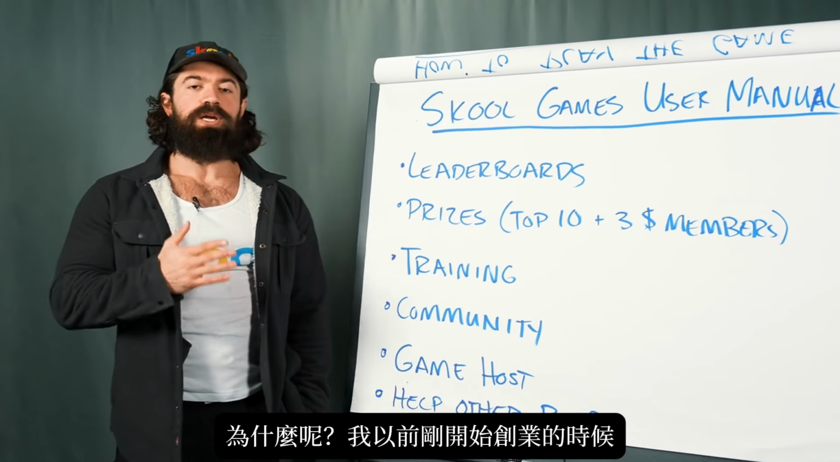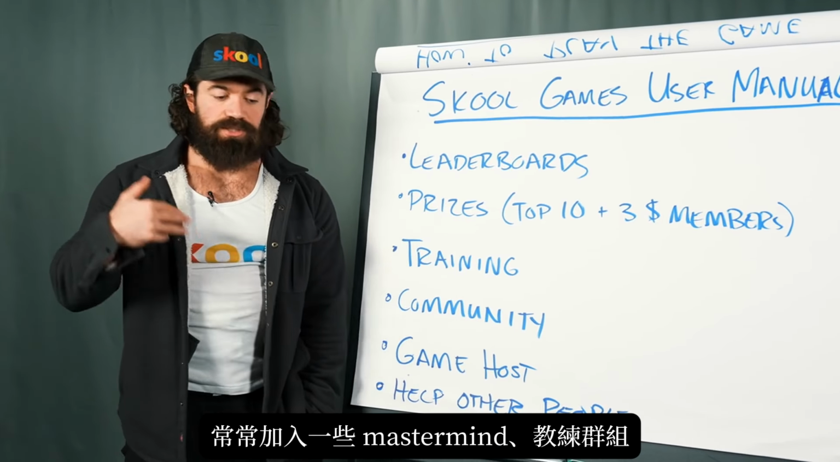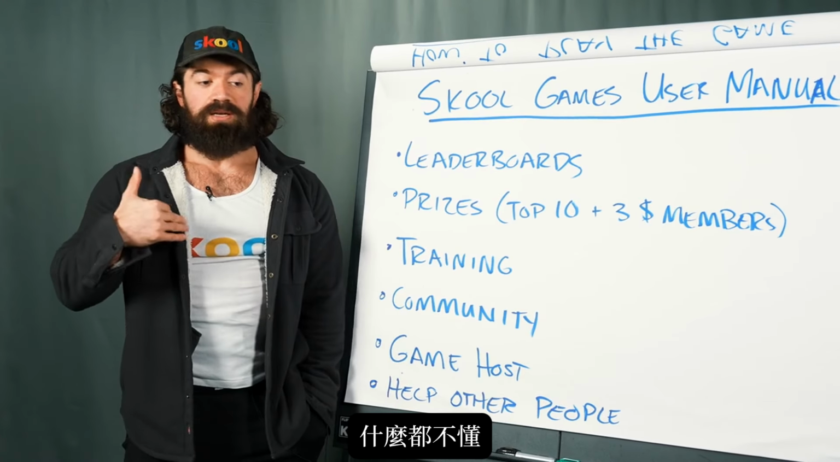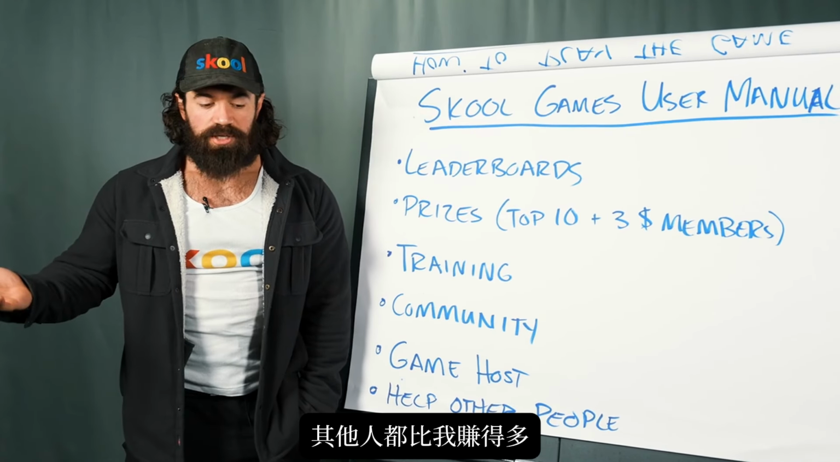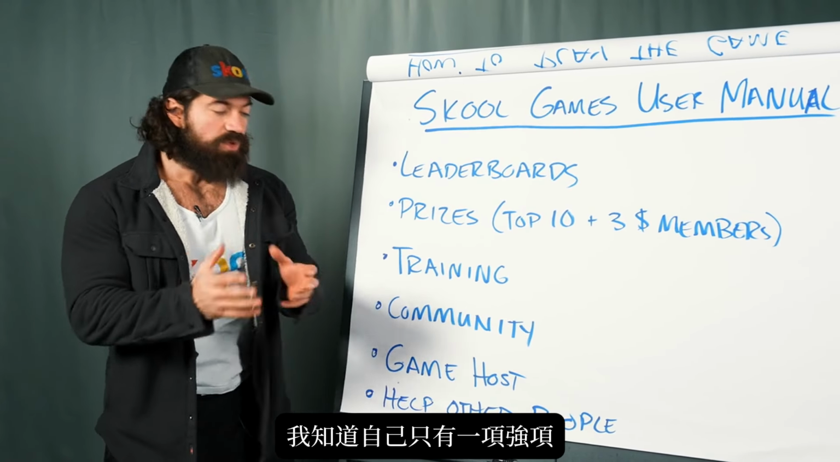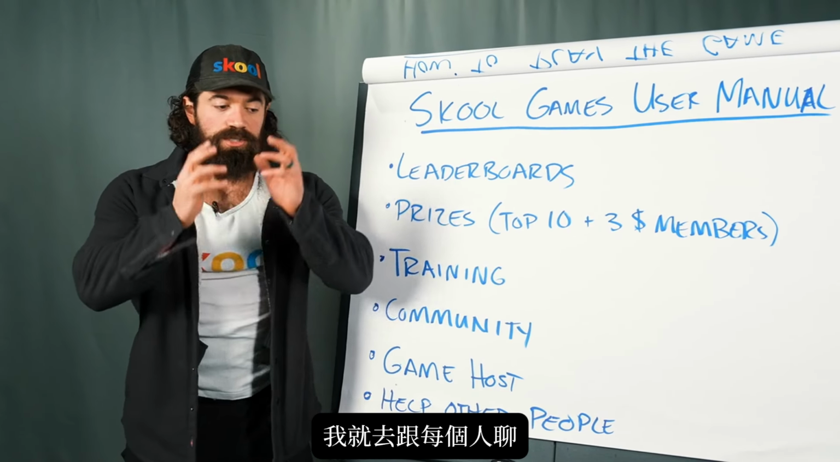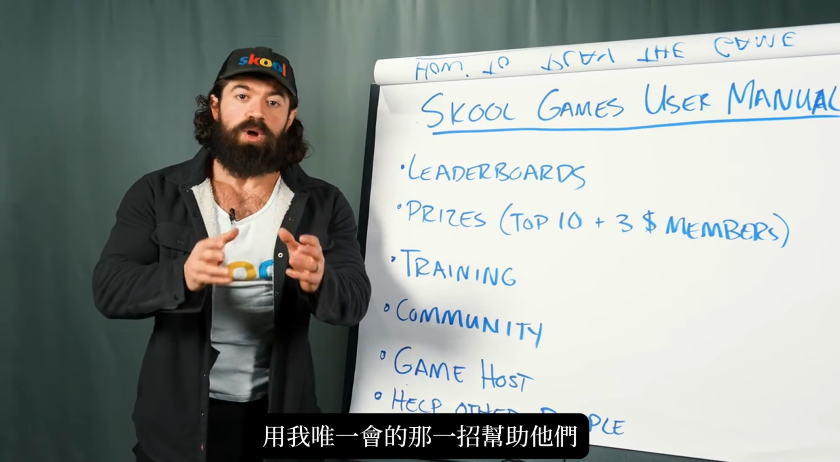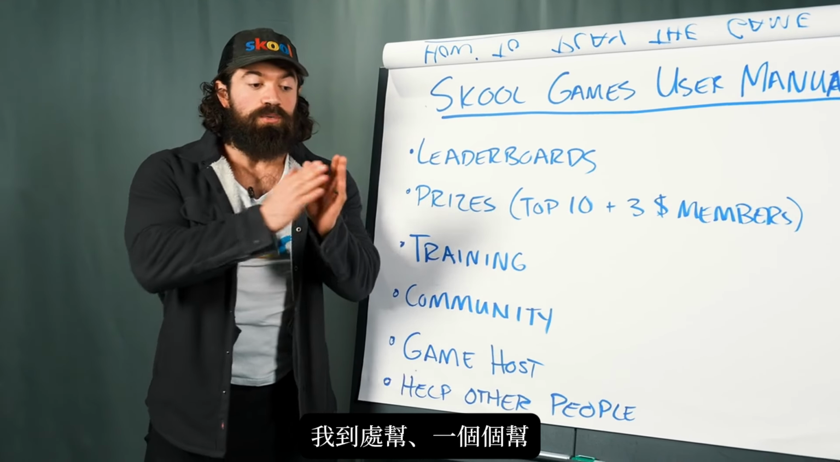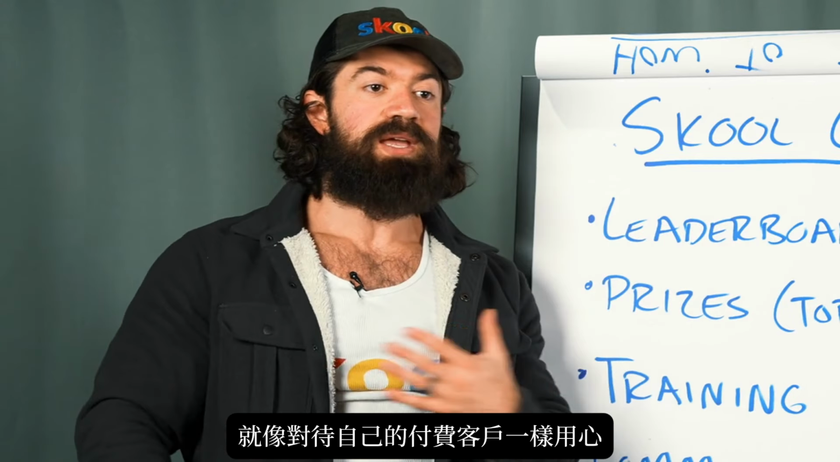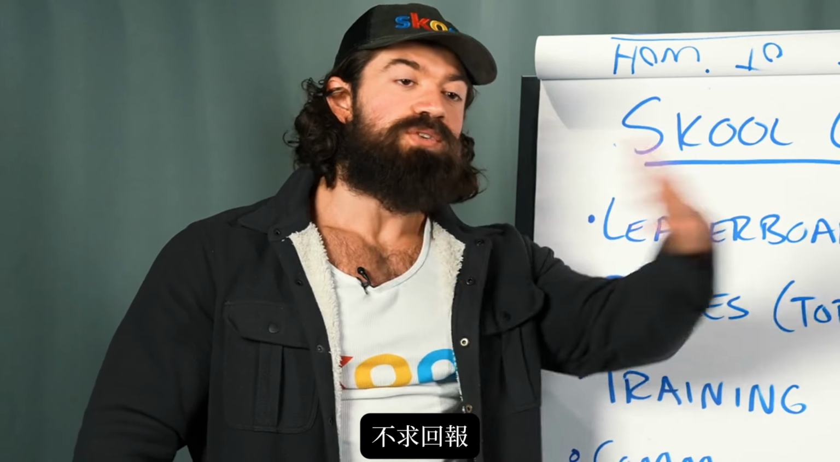So earlier on in my career, I joined masterminds and coaching groups and things like that, and I was usually the low man on the totem pole. I didn't know what I was doing, other people were making more money than me, and so what I did was, I was only good at one thing at the time. And so I just said, well, I'm gonna talk to every single person and try and help them with the one thing that I'm good at. And so I would go around and help every single person one-on-one as though they were a paying customer of mine, and asked for nothing back.